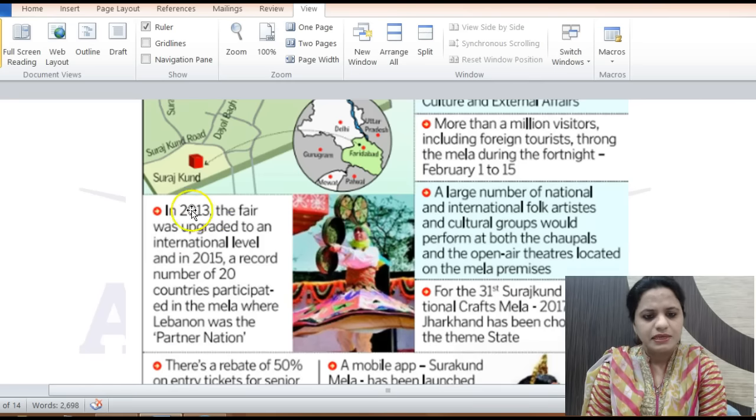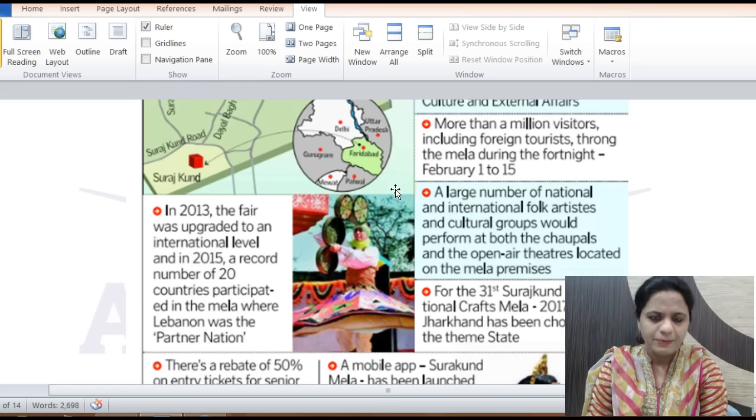In 2013 the fair was upgraded to an international level, and in 2015 we had 20 countries participating in the Surajkund Mela. So it is happening on a grander scale with every year passing by.